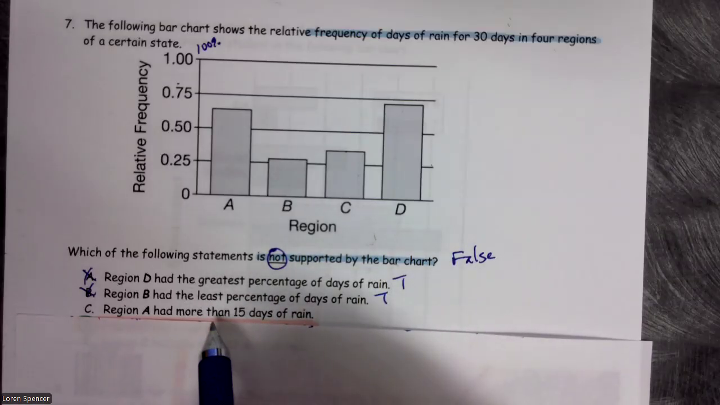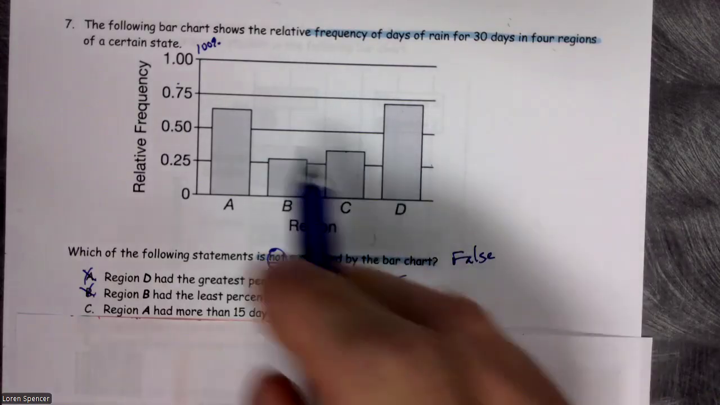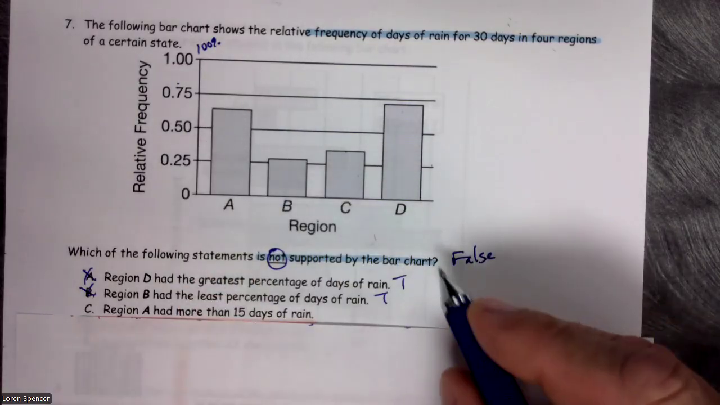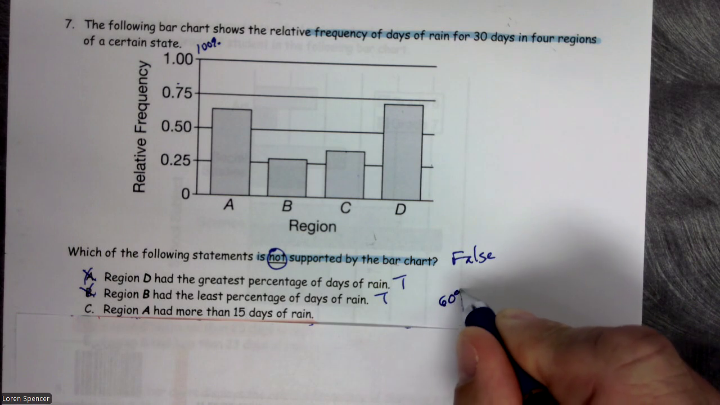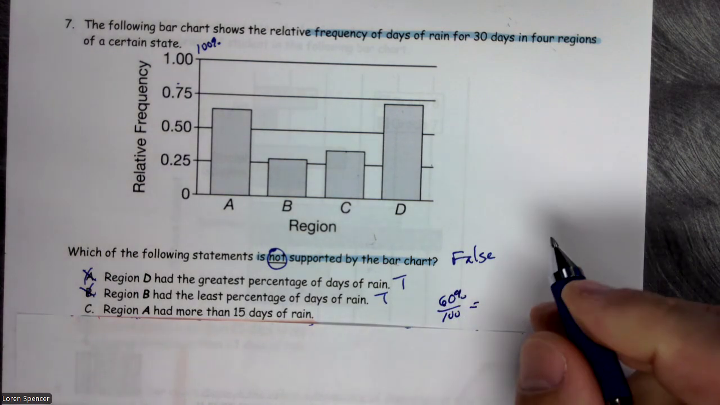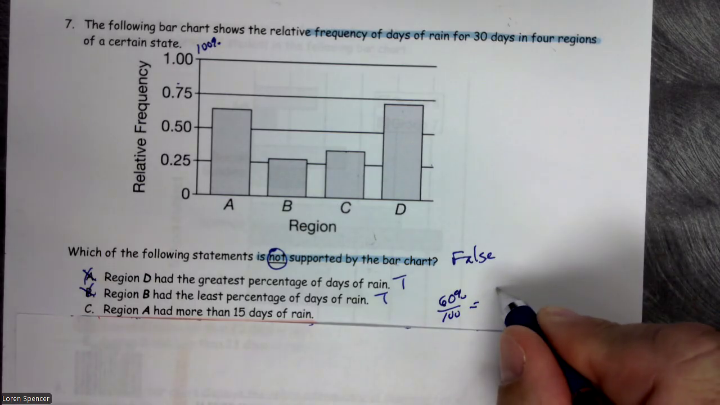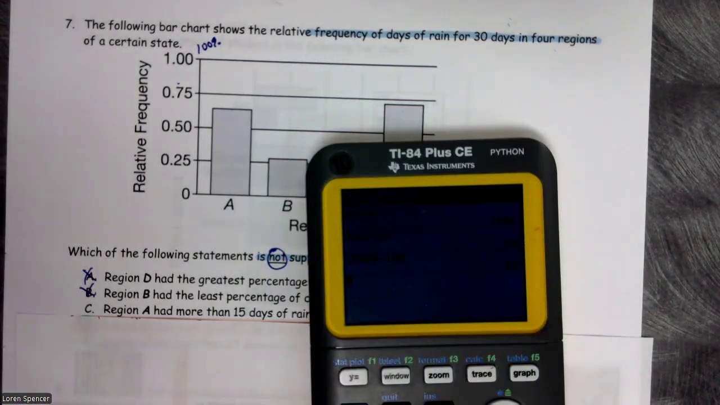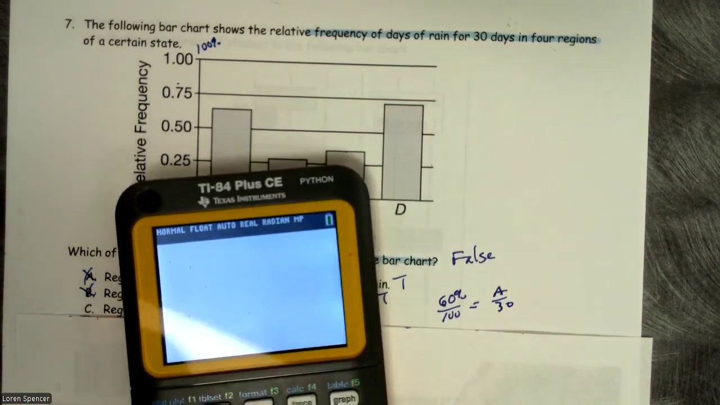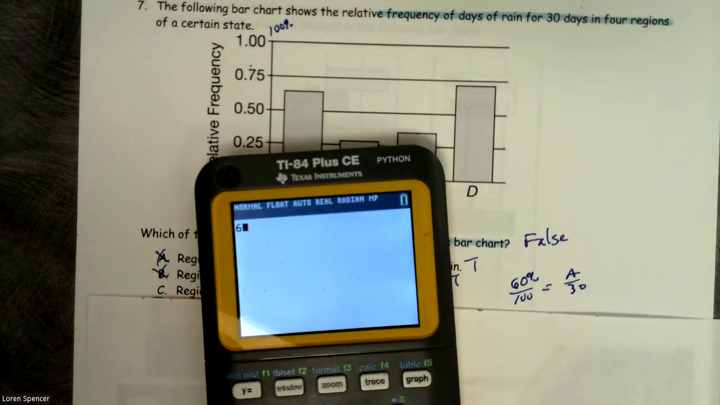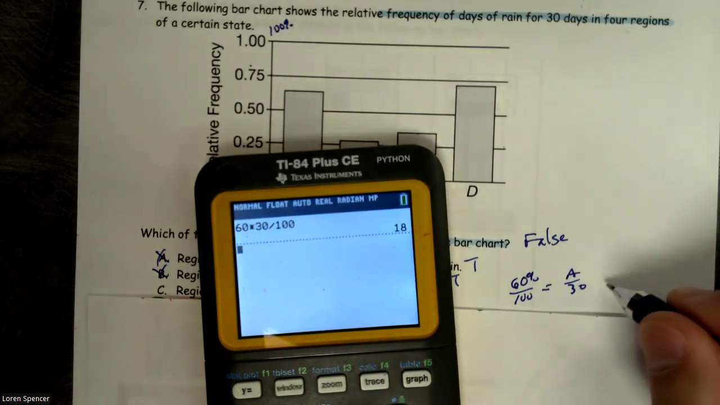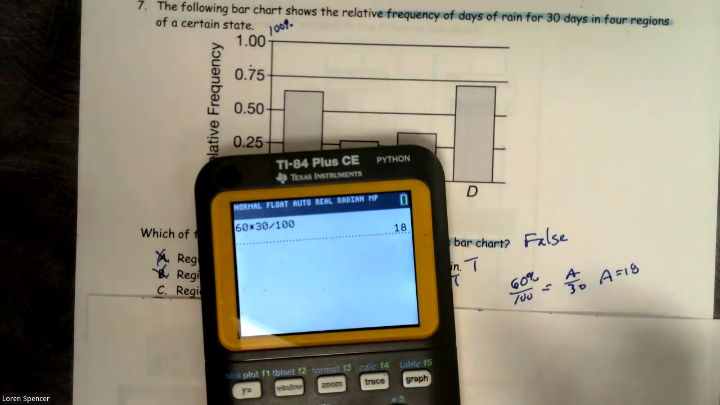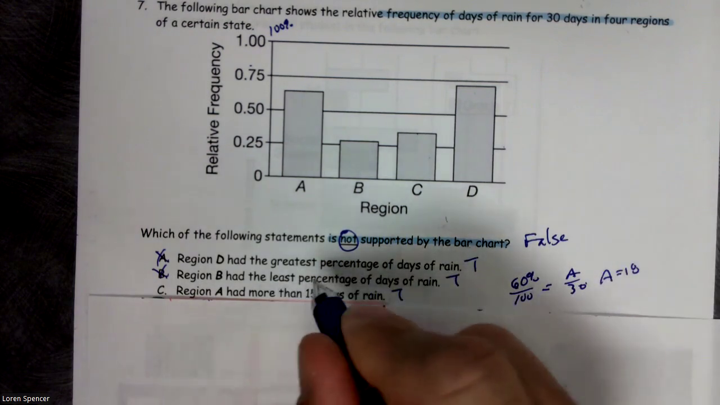Region A had more than 15 days of rain. Well, we're looking at 30. Well, we know this is over 50%. I don't know what it is. Let's call it 60%. So 60% over 100% equals how many days were they? And this is for region A over 30. So multiplying the two numbers on the diagonal again, 60 times 30 divided by 100 equals 18. So region A is 18. All right. So we know that this is also a true statement because it has more than 15 days.